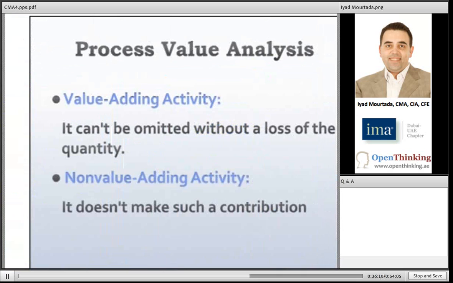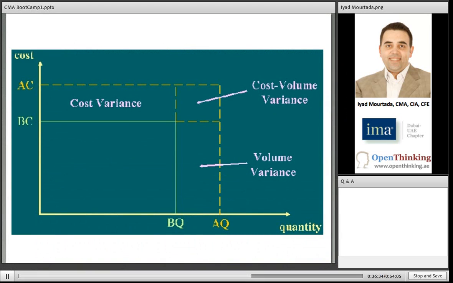Process value analysis, I'm not going to go so much over that, but you need to understand in this case what kind of activities in your operation are adding value and what kind of activities are not adding value, and based on it, decide which activity you need to keep and which activity you need to take out. Good, we finished cost accumulation. So now let's go to cost allocation.